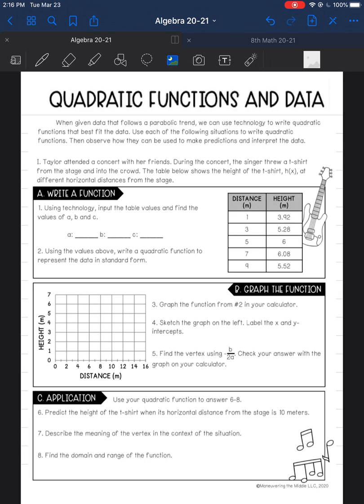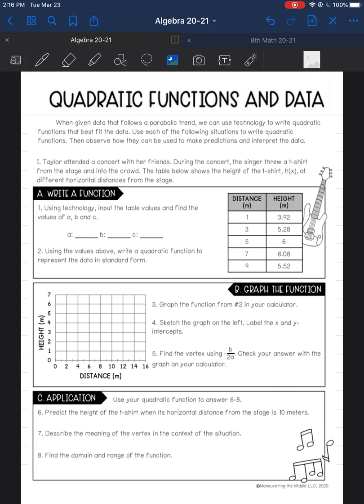So, number 1, Taylor attended a concert with her friends. During the concert, the singer threw a t-shirt from the stage and into the crowd. The table below shows the height of the t-shirt, h of x, at different horizontal distances from the stage. Using technology, input the table values and find the values of A, B, and C.